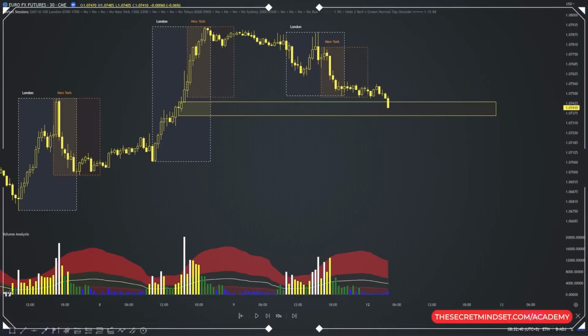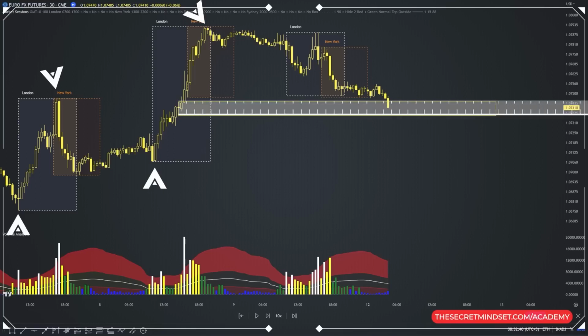We are analyzing Euro futures, a 30-minute timeframe. So price is making higher swing highs and higher swing lows. The plan is to find a demand zone and trade the CHoCH on a lower timeframe.